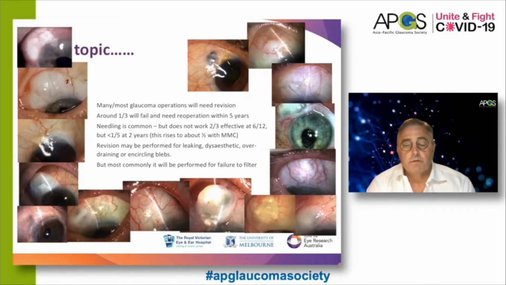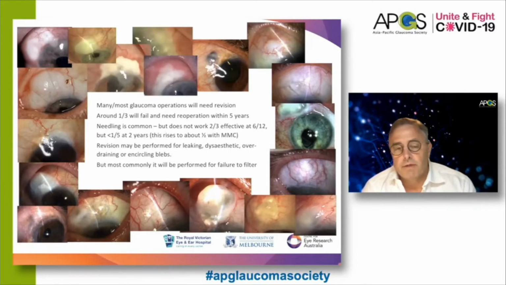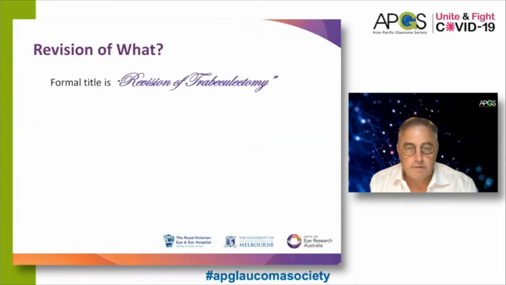Revision is also used when blebs are not working: they're leaking, they're dysesthetic, uncomfortable, over-draining or encircling. So they've got a lot of other aspects as well as just not functioning. But the most common purpose that we'll employ a reoperation for is a failure to filter. And that's a rich pantheon of blebs that haven't worked. So I'm sure you have plenty in your own practice.